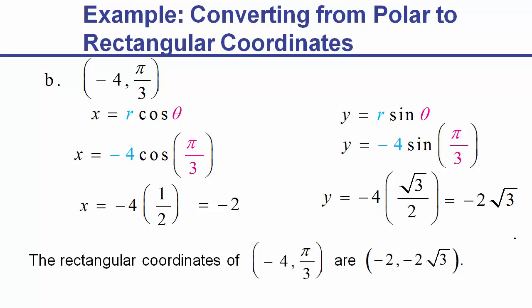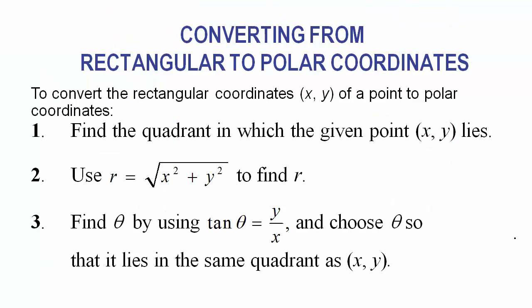Just remember SOHCAHTOA and the Pythagorean identity are the two things that help you go back and forth between polar and rectangular. All right, how about going in the other direction, converting from rectangular to polar? Well, you're still using the same identities. You're still using x squared plus y squared equals r squared, but because now you're trying to find r, you want to solve that equation for r, and therefore you just take the square root of both sides and let r equal the square root of x squared plus y squared. So nothing new there.